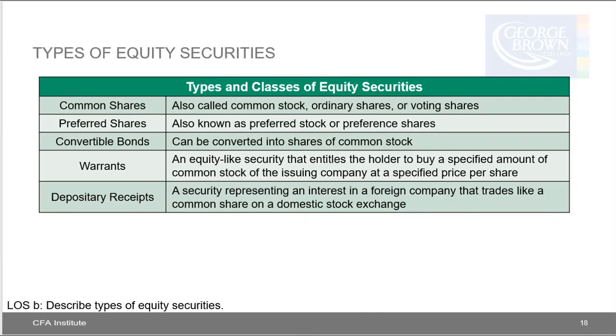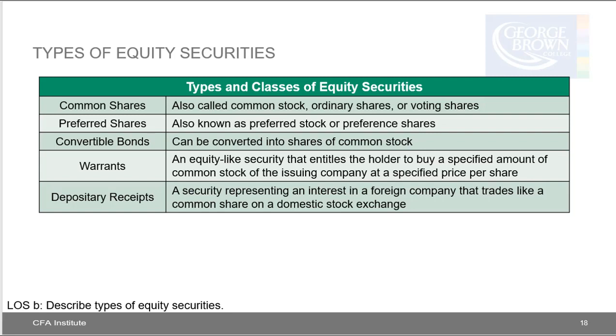Learning outcome statement B is describe types of equity securities. So on this slide you can see types and classes of equity securities. There's 5 that are listed here, starting with common shares, also called common stock, ordinary shares or voting shares. So again, if English isn't your first language, this is one of the challenges that I have with students. I've taught CFA globally, and sometimes it's the language. Again, it's an English language test subject, equities. So common shares, common stock, ordinary shares, voting shares, all meaning the same thing.